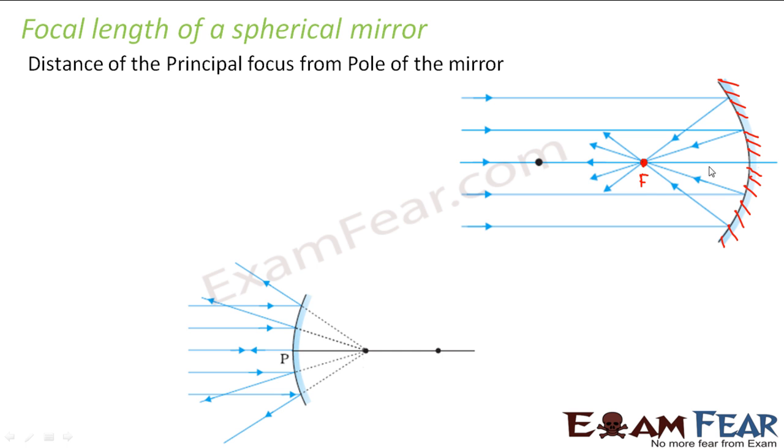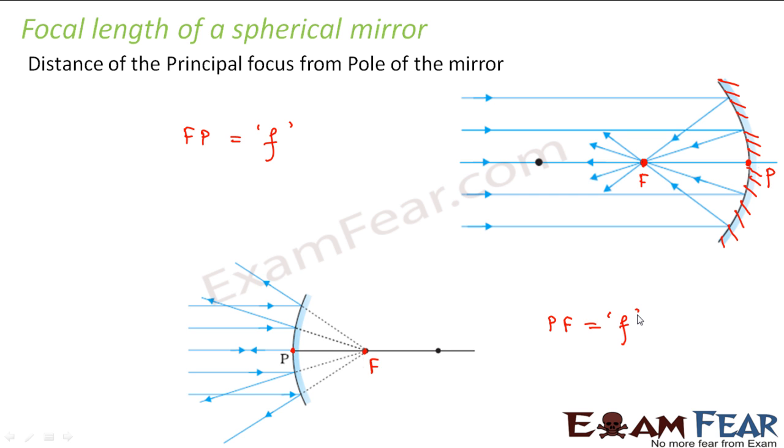So this is my principal focus, and this is my pole, the center of this reflective surface. This distance between principal focus and pole is the focal length. That means FP is the focal length. Focal length is generally denoted by a small f. So in this case, this is my pole, and this is the focus. So in this case also, this PF becomes the focal length. Right? So this is the focal length of a spherical mirror.